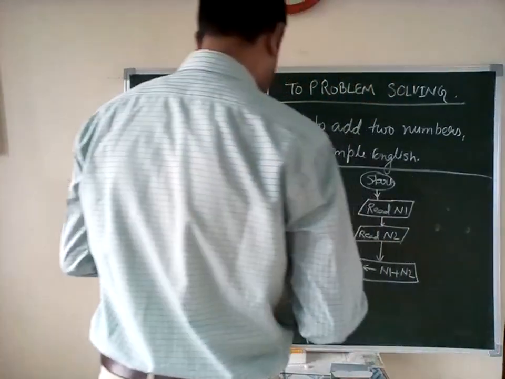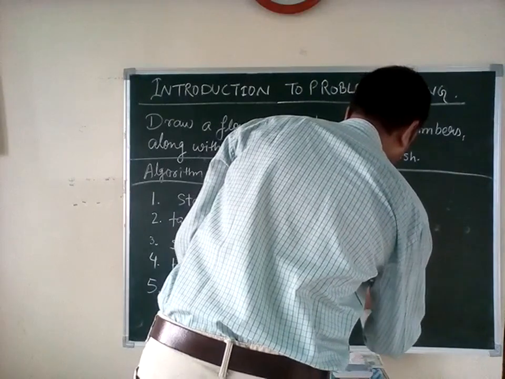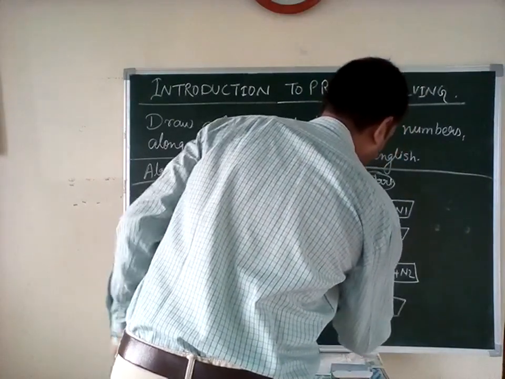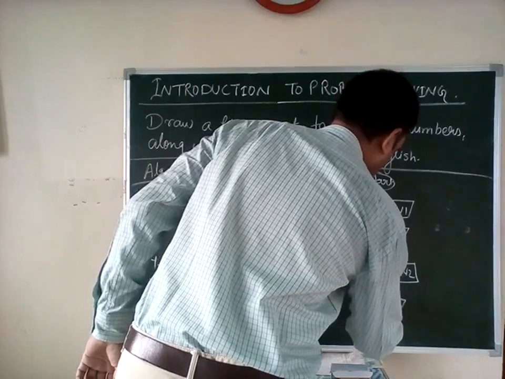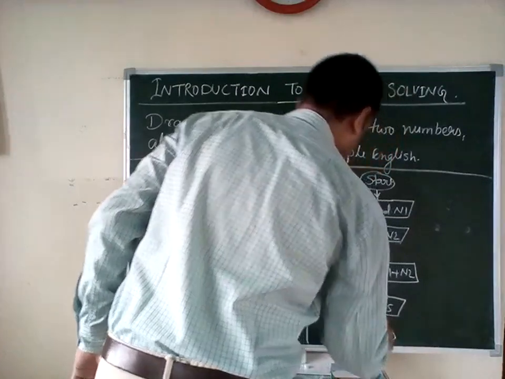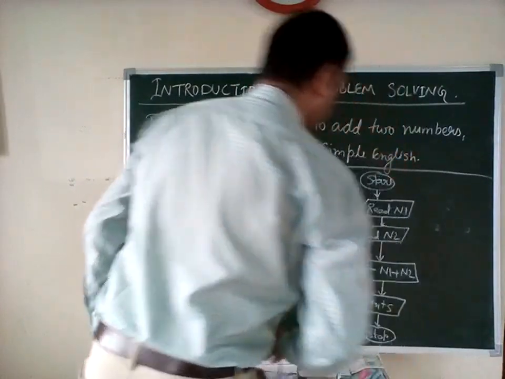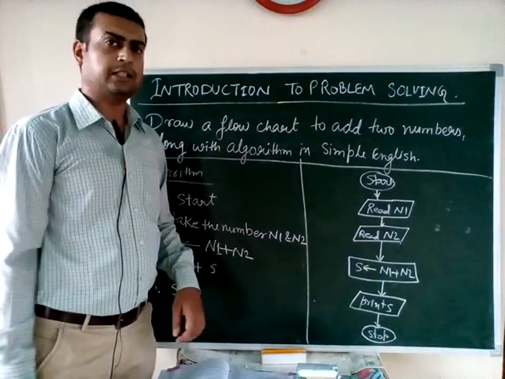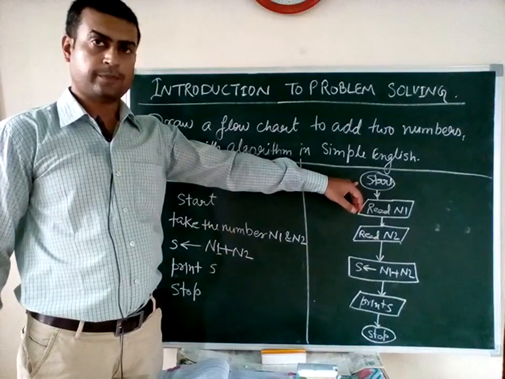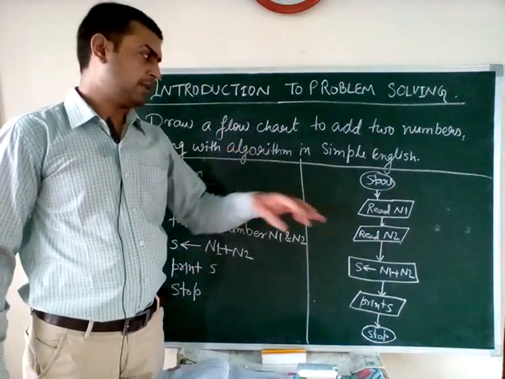I have added the number, then again I will give the output, so you can easily understand. Print S, and again I will use this to stop. Now you can easily understand this problem: this is for start and stop. So I have written start and stop in an oval shape.